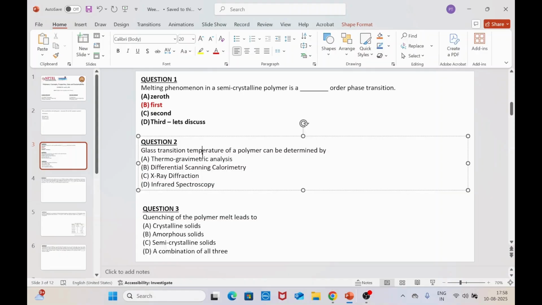So, question 2: the glass transition temperature of a polymer can be determined by which of the following characterization techniques? Thermogravimetric analysis, differential scanning calorimetry, X-ray diffraction, and infrared spectroscopy. So, before that, can anyone please explain what the glass transition temperature is?